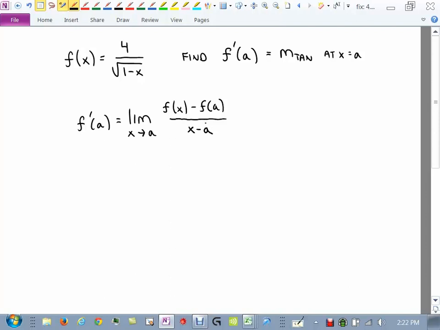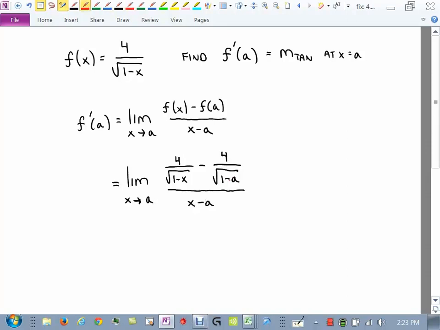So this is going to be equal to the limit as x approaches a of f of x, that's my top left there, it's 4 over square root 1 minus x, minus f of a. So what would happen if I replace that x with a? I would get this, all over x minus a. And this just doesn't look very fun because we have a complex fraction.